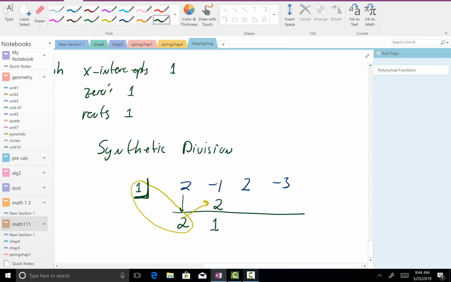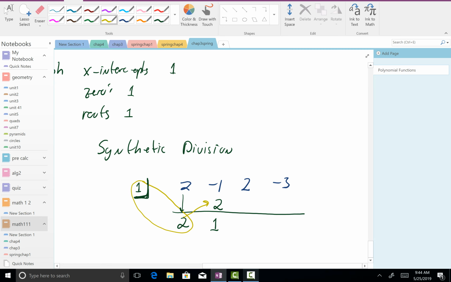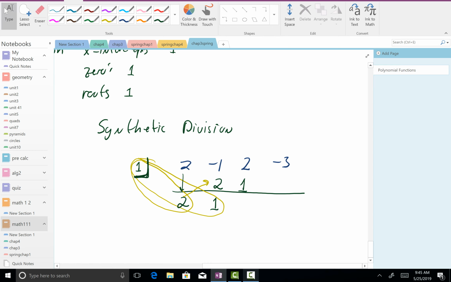Now I do the same thing, except this time I take 1 and this one and multiply those, and I put the result right here. That gives me a 1. Now I add those and I get a 3. And now I do this again. It's getting kind of messy. And when I add those, I get a 0.